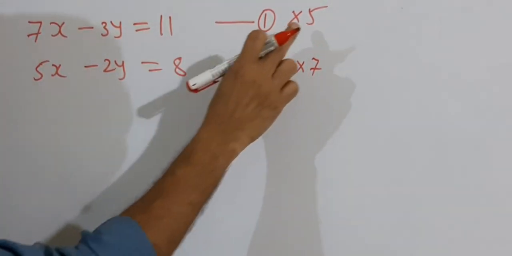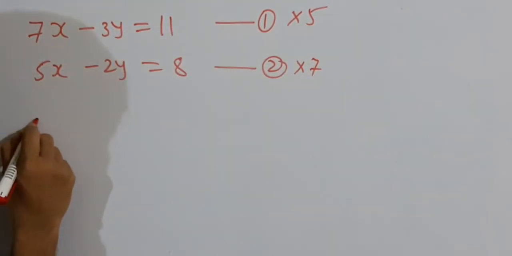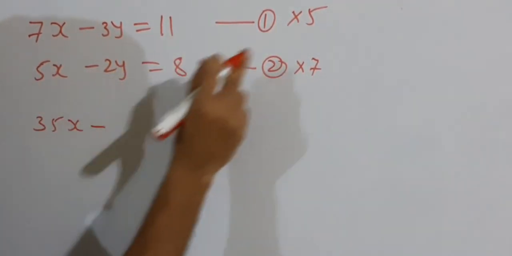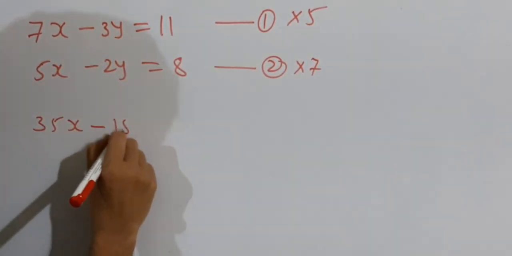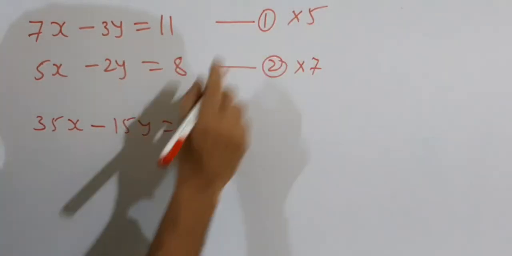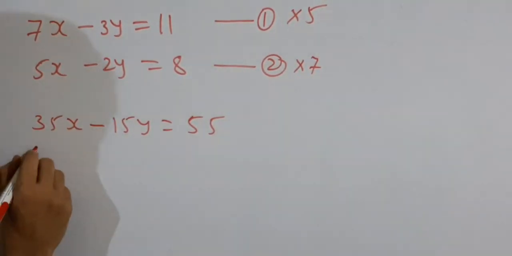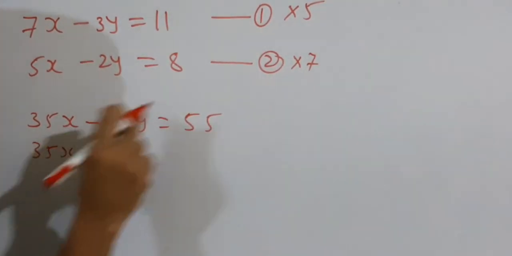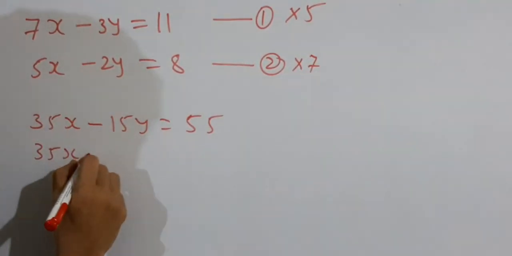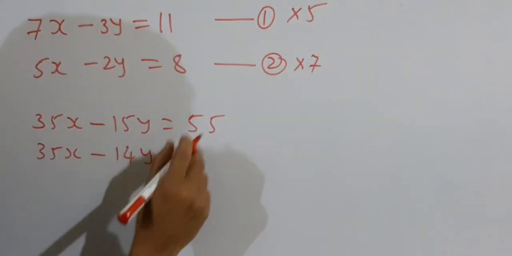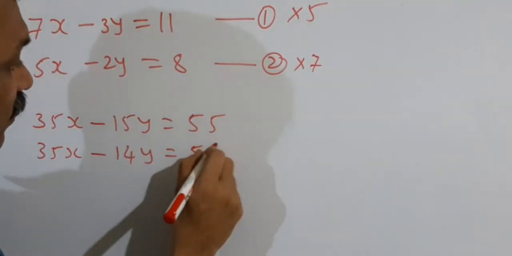And therefore 5 multiplied by 7 is 35x, minus sign as it is, 5 3s are 15y is equal to 11 5s are 55. And second equation, 7 5s are 35x, 7 into minus sign as it is, 7 into 2 is 14y is equal to 7 8s are 56.